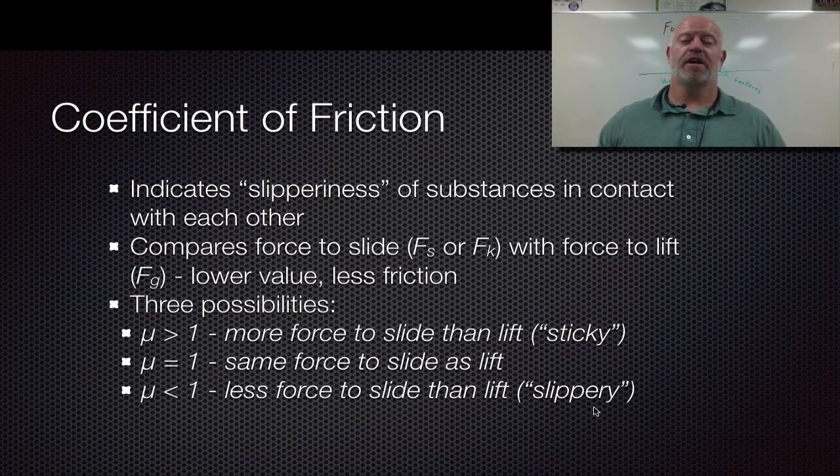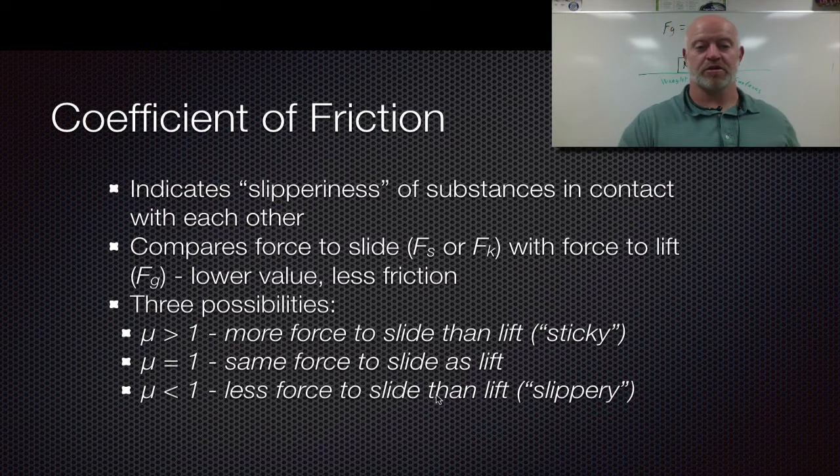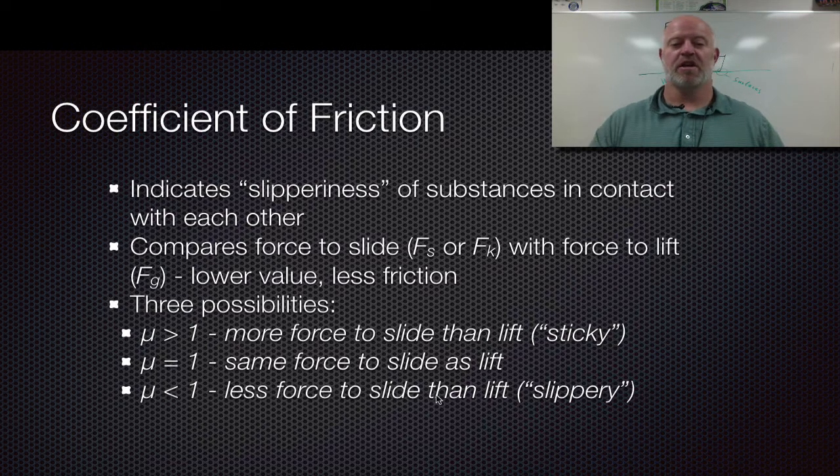Now, typically, if you're trying to figure out how you want to move an object, if you have coefficients of friction less than 1, it's easier just to slide them along the ground. Think of a sled on snow. If you have coefficients greater than 1, it's really hard to slide them, so it might be just as easy to pick them up and carry them to one spot and set them down in a different spot.